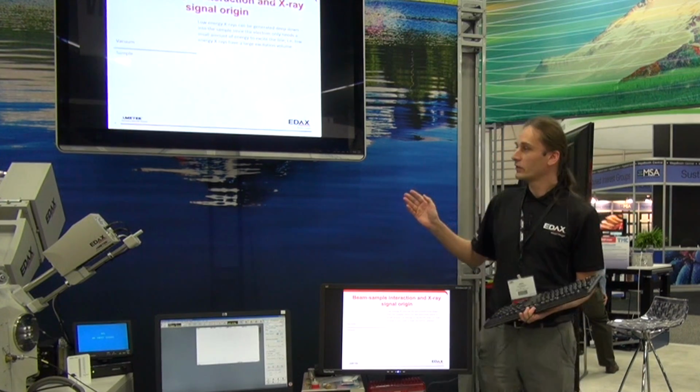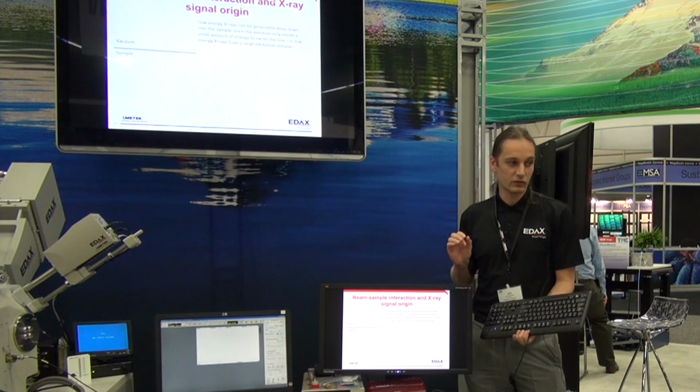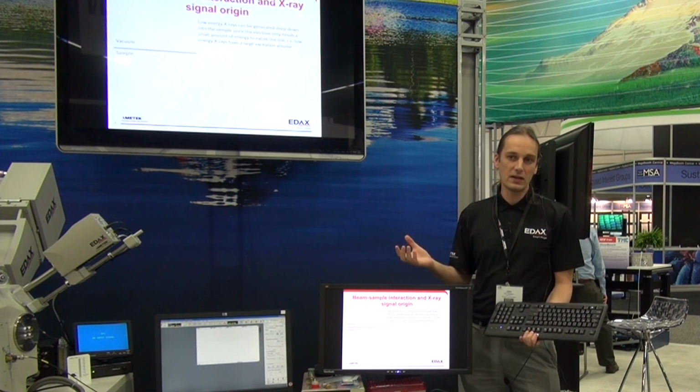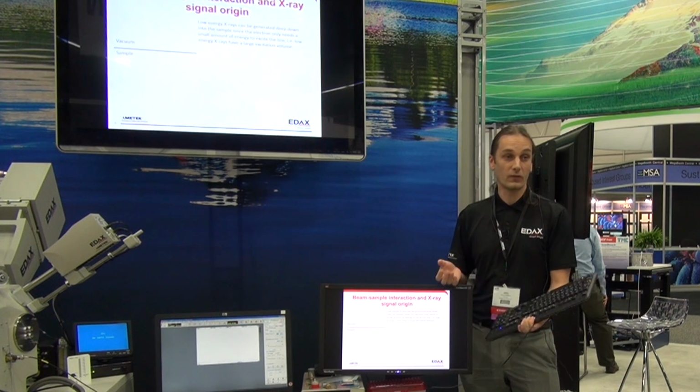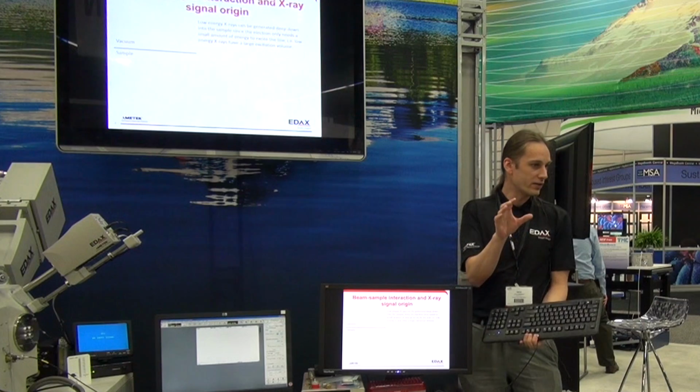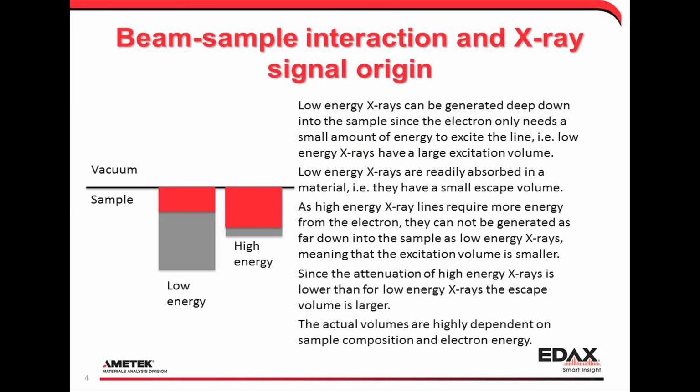So low energy X-rays, you don't need much energy in the electron to generate them. If we have 30 kV and we're looking at oxygen, which is at 0.5 to 3 kV, those we can generate quite deep down into the sample. So they have a large excitation volume. But the low energy also means that they are easily absorbed. So even though they have a large excitation volume, they can't escape from all the way down. So they have a large excitation volume, but a small escape volume. They don't have enough energy to go through several microns of sample thickness.